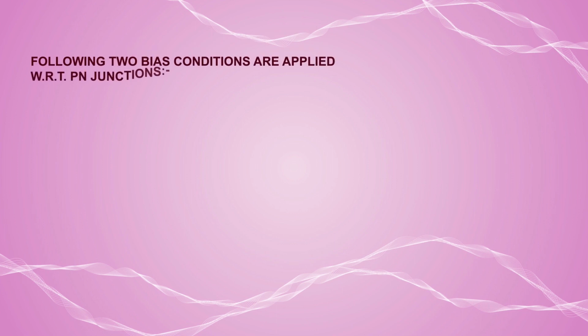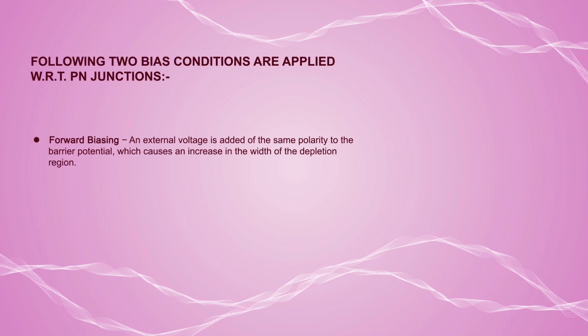So, following are the two bias conditions applied with respect to the p-n junction diode. The first is forward biasing. When an external voltage is added of the same polarity to the barrier potential, which causes an increase in the width of the depletion region, that type of biasing is called as forward biasing. Or we can say that when a particular polarity of voltage is given to the diode which adds same polarity to the barrier potential, it is called as forward biasing.